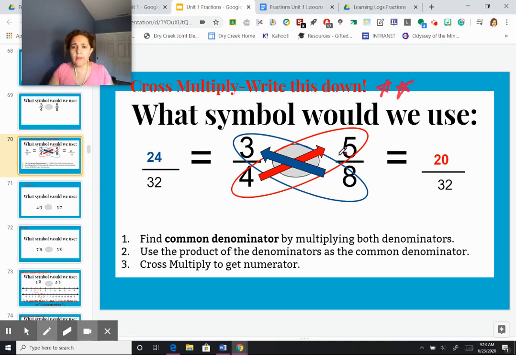Okay, 4/5. So I'm going to take the 4 and the 5. I'm going to multiply. 4 times 5 is 20. And I'm going to go the opposite way. 3 times 8 is 24. So that goes on that side.